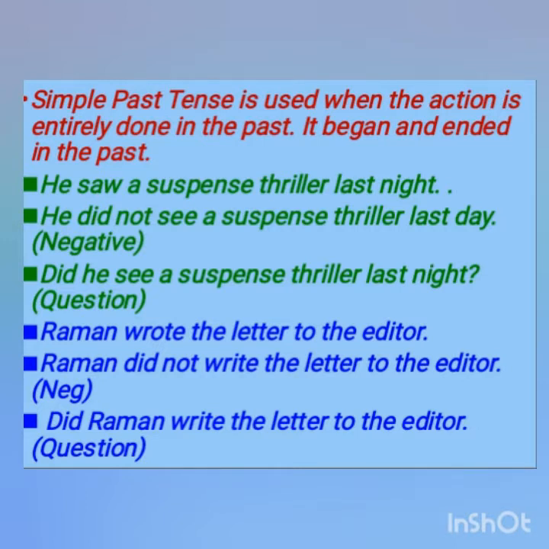And when we change the sentence into negative, we use did not plus first form of the verb. We don't use here the second form. And the question of the same sentence should be, did he see a suspense thriller last night? Other example, Raman wrote the letter to the editor. In negative, Raman did not write the letter to the editor. Interrogative, did Raman write the letter to the editor?